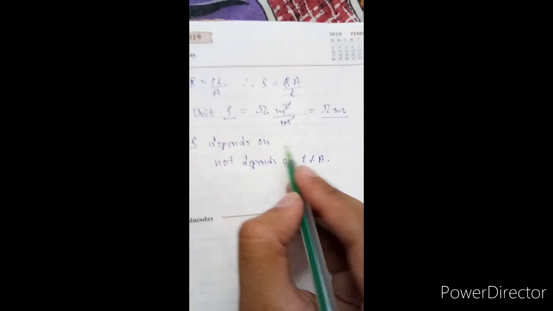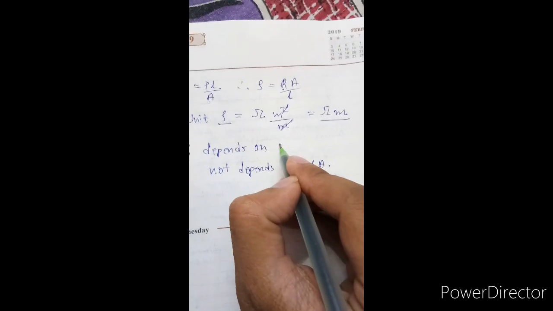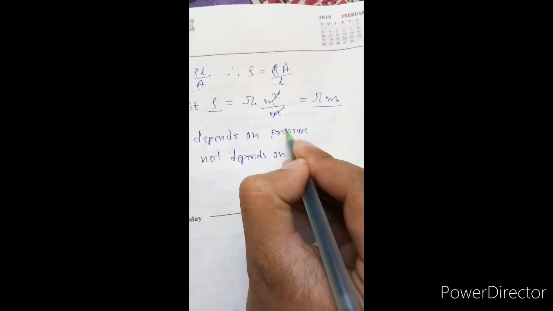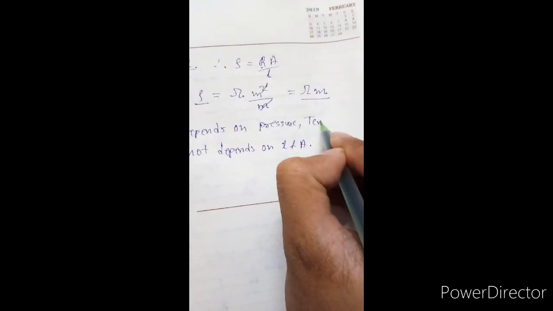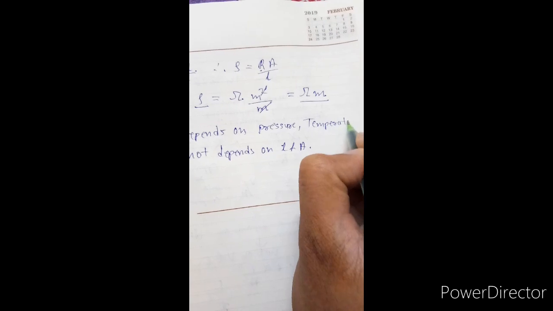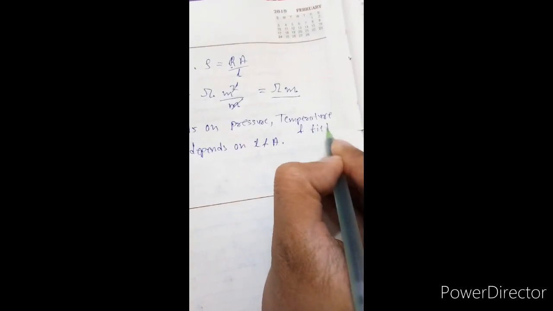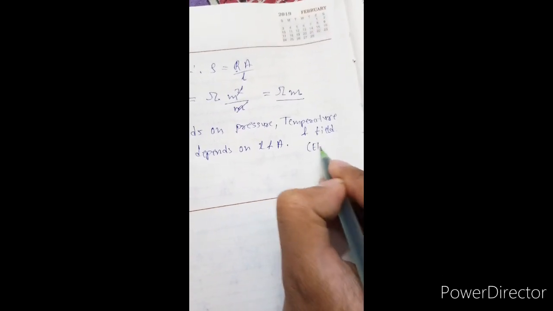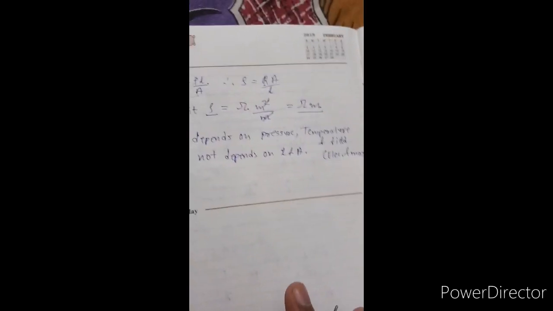Experimentally it is proved that rho, resistivity, depends on some quantities like pressure, temperature and field. And this field may be electric field or magnetic field.